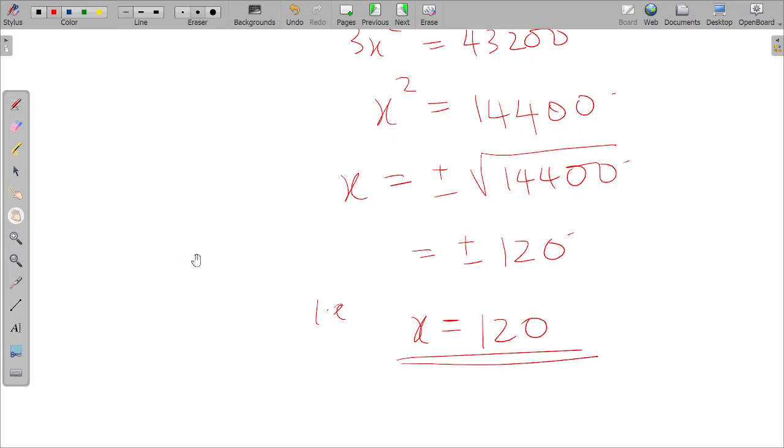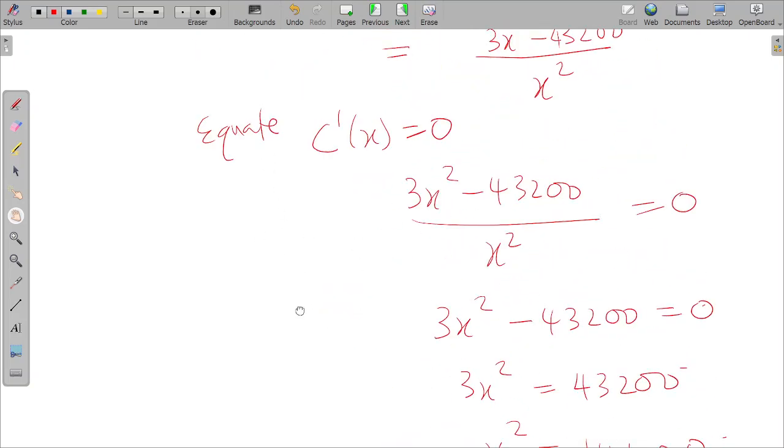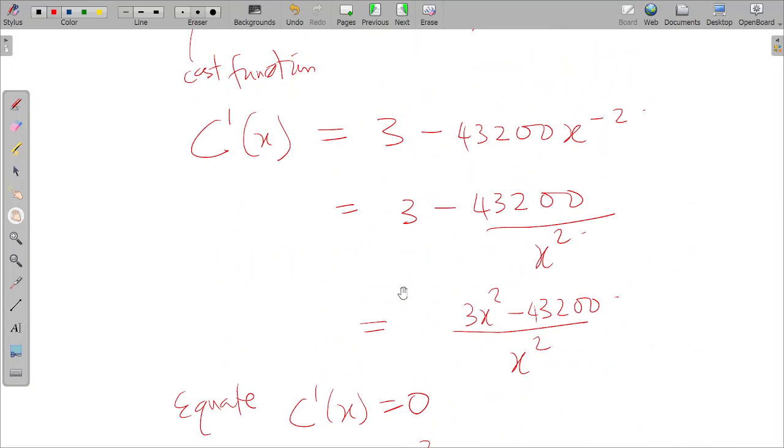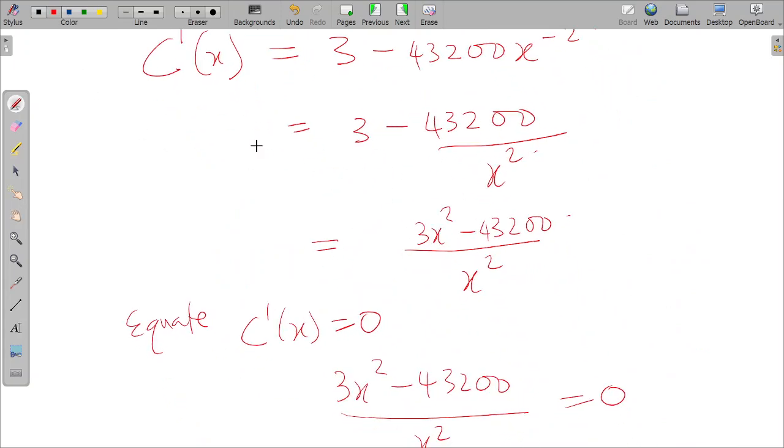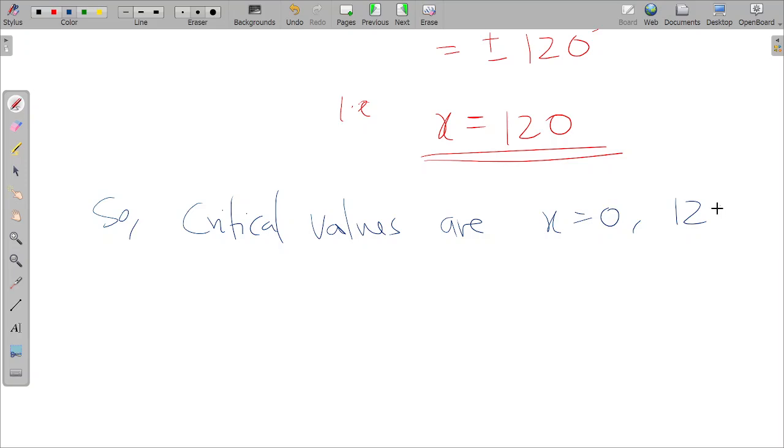So the next thing to do is to write our critical values first. This is our x, so let's go into the first derivative and check where the first derivative will not exist. Of course, when x equals 0, the derivative will not exist. So that is part of our critical values. So our critical values are x equals 0 and 120.